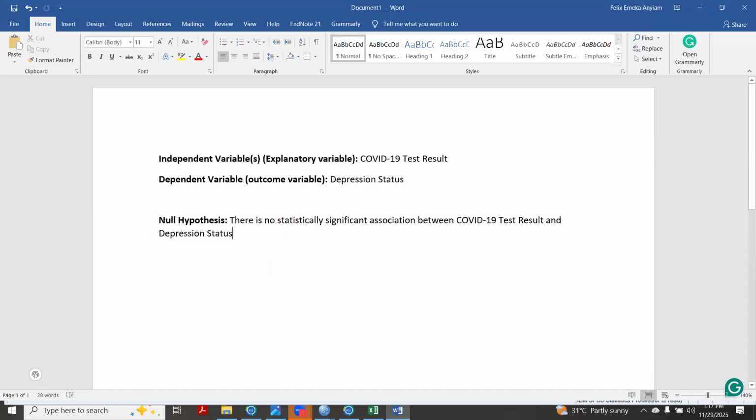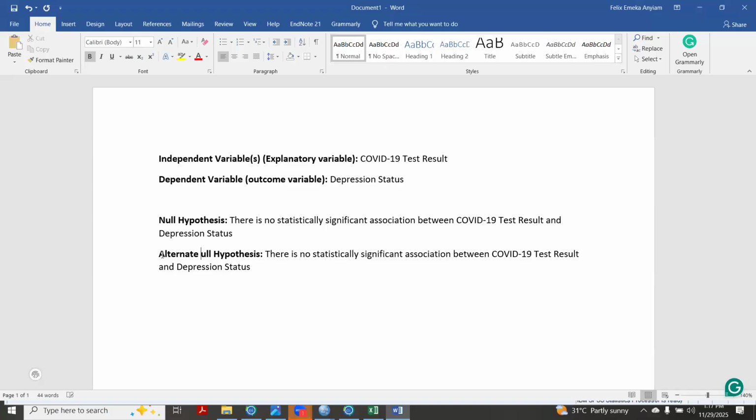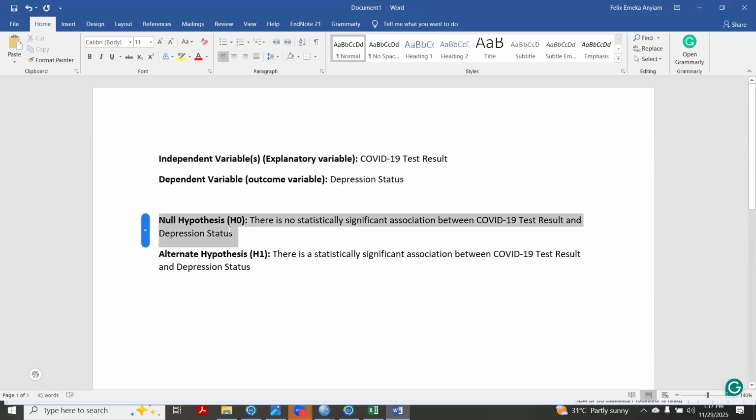The alternate hypothesis will now be... The null hypothesis sometimes is represented as H0, while the alternate hypothesis you represent as H1. So the alternate will be: there is a statistically significant association between COVID-19 test result and depression status. So now you will have to run the comparative analysis so that you will know whether you would accept your null hypothesis or reject your null hypothesis.